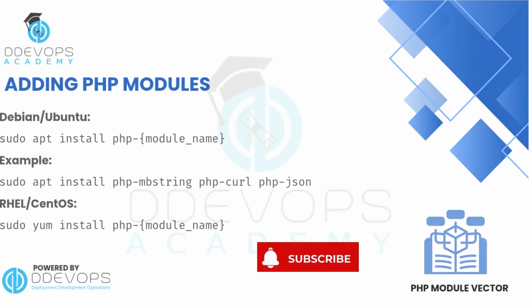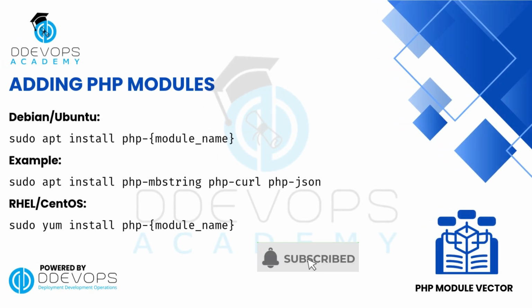Adding PHP modules. Debian, Ubuntu: sudo apt install php-<any module name>. Example: sudo apt install php-mbstring php-curl php-json. RHEL, CentOS: sudo yum install php-<module name>.